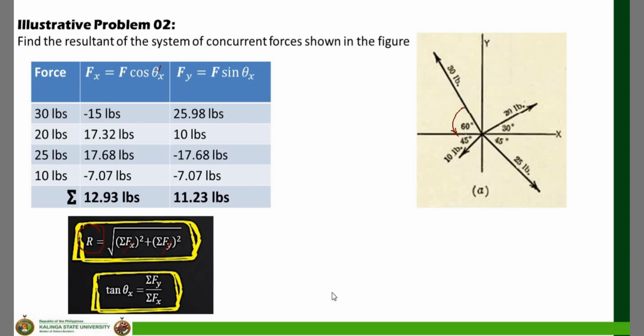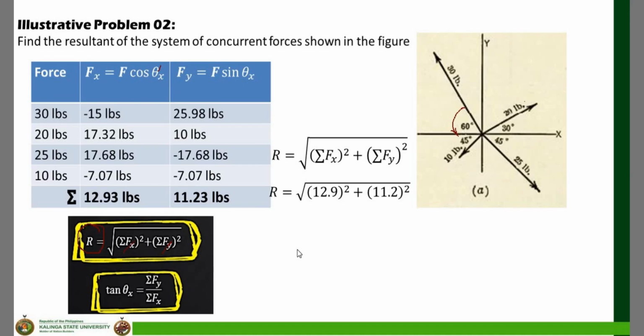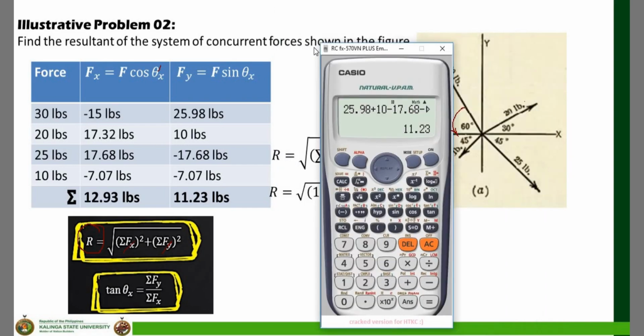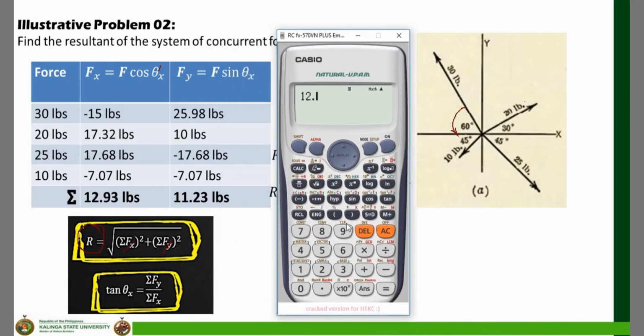So, I now have the summation of my Fx and Fy. So, I can now use R is equal to the square root of summation of Fx squared plus summation of Fy squared. It is just direct substitution. So, R is equal to the square root of 12.93 squared plus 11.23 squared. Again, do not forget to take the square root of that, and that is equal to 17.13.